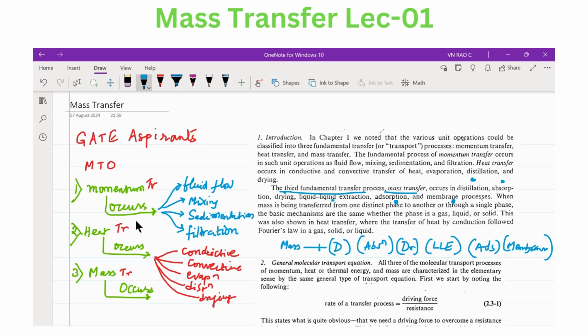So in this first class, what we are trying to see is that various unit operations could be classified into three fundamental transfer processes: momentum transfer, heat transfer, and mass transfer. Where does each transfer occur? Momentum transfer occurs in fluid flow, mixing, sedimentation, and filtration. Heat transfer occurs in conductive, convective, evaporation, distillation, and drying. The topic of interest today, mass transfer, occurs in distillation, absorption, drying, liquid extraction, adsorption, and membrane processes.